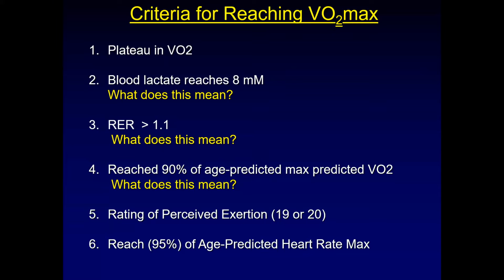RPE values of 19 or 20, who cares? This is subjective. I can walk in and tell you it's 20. It may or may not be, but people will use this. 90% of age-predicted max VO2. This is fine, but our predicted values are all off because we're all sedentary now. And so 90% of what it ought to be is probably more like 95% of what people are going to get at this time. And then the other one that people really care about are these two, and then the last one, 95% of age-predicted max. That means we've gotten really, really close to maxing out. If we've done that, then we really should be very, very close.